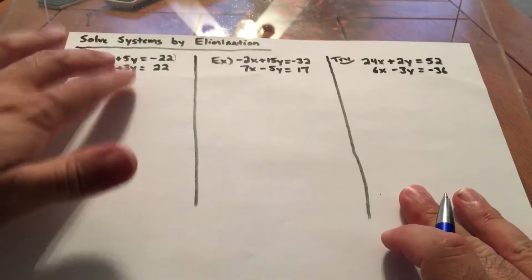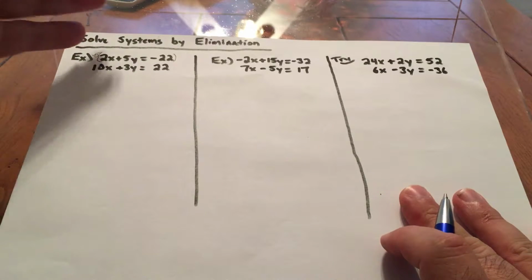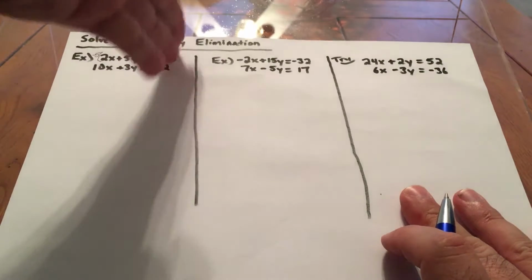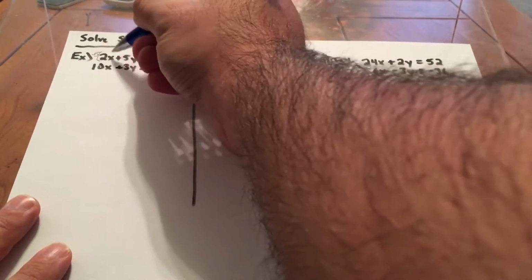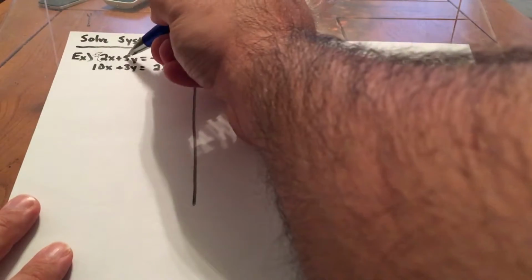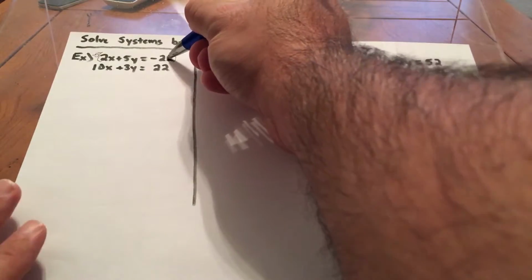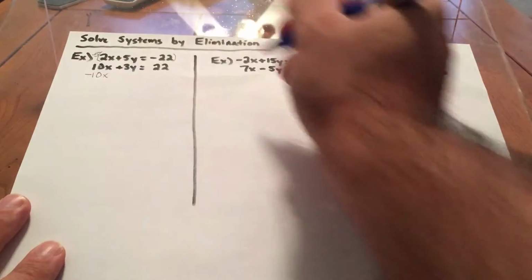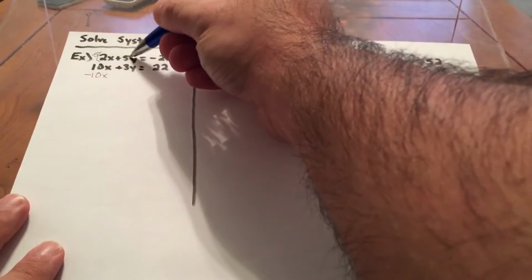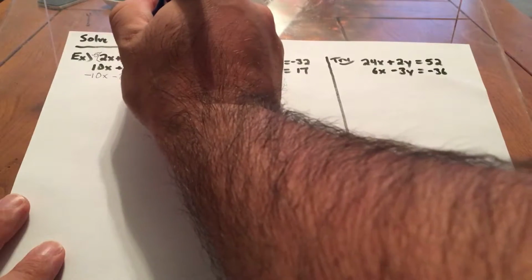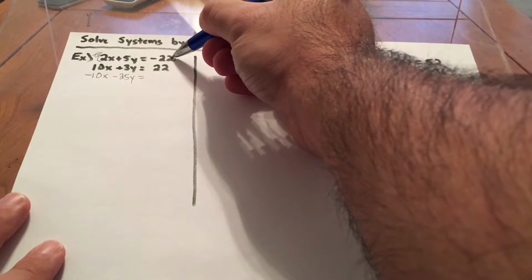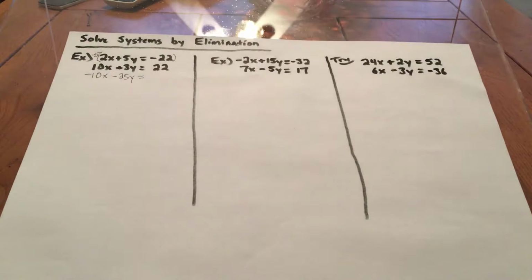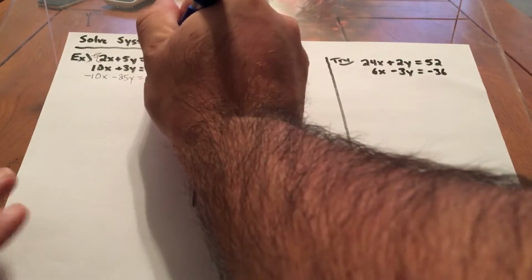Now, we're allowed to do anything we want to an equation as long as we do it to every term in that equation. So if I'm going to multiply this equation by negative 5, then I need to multiply everything in that equation by negative 5. So negative 5 times 2x is going to be negative 10x, and we'll just write it underneath. Negative 5 times a positive 5 is a negative 25y. And then finally, negative 5 times a negative 22, that's going to be a positive 110.